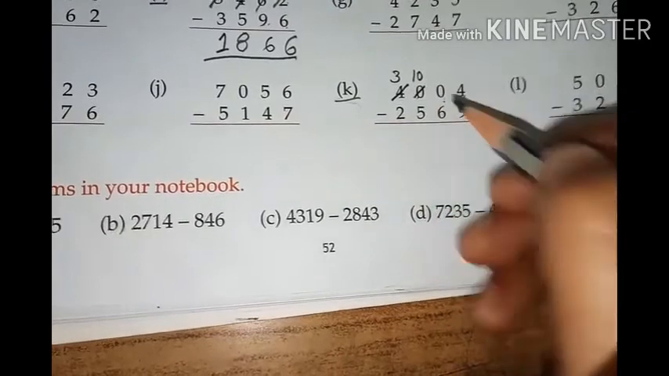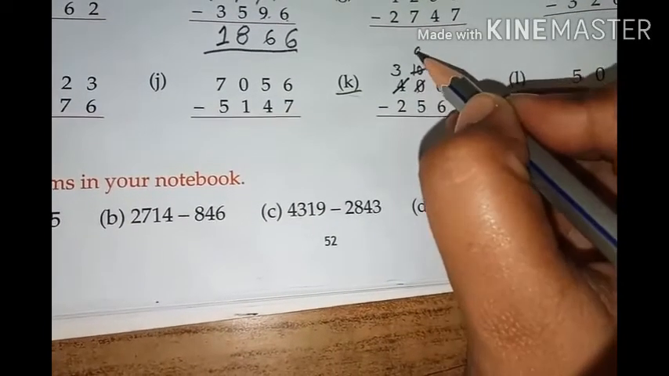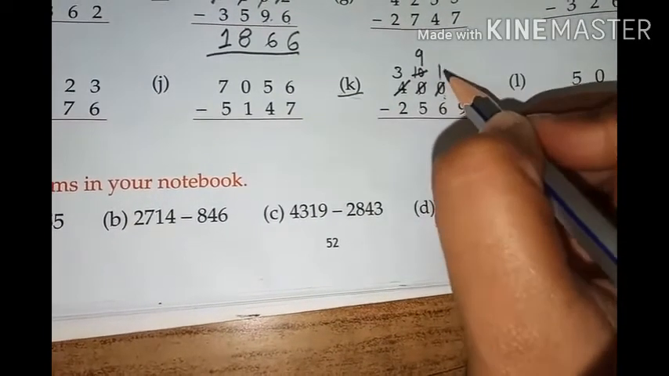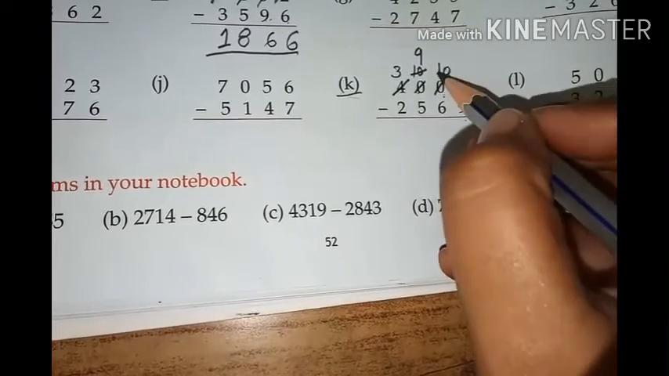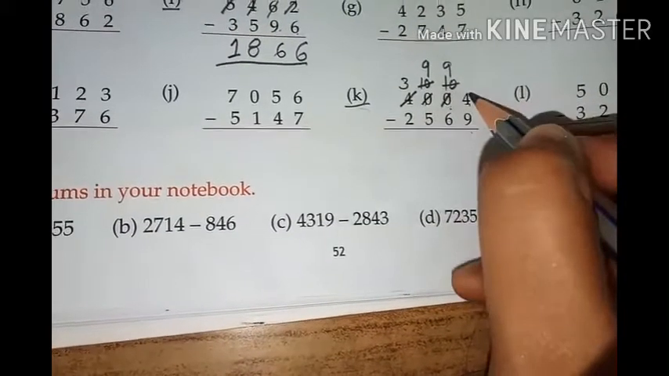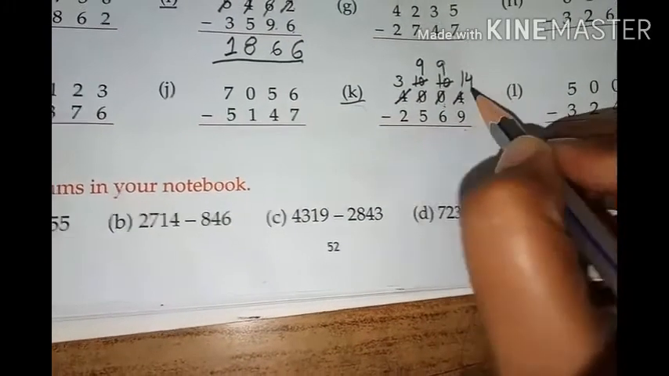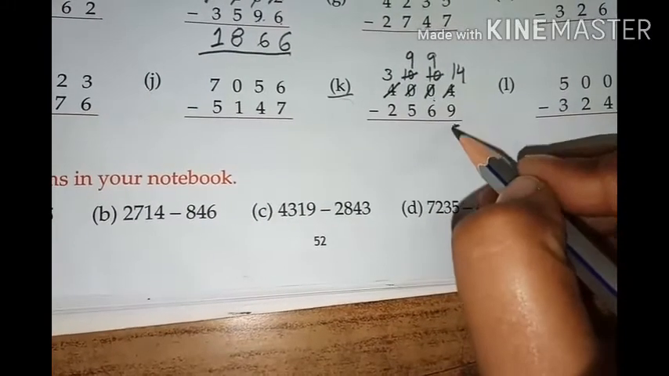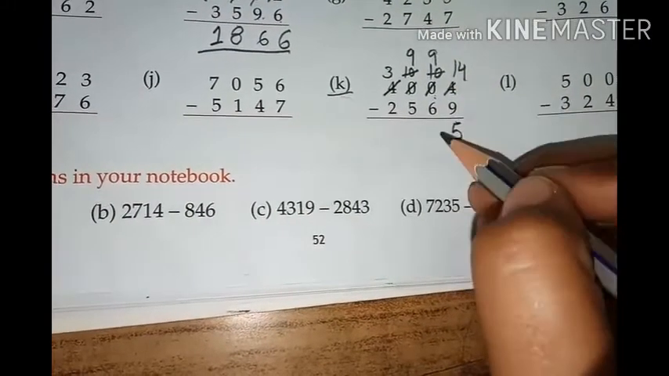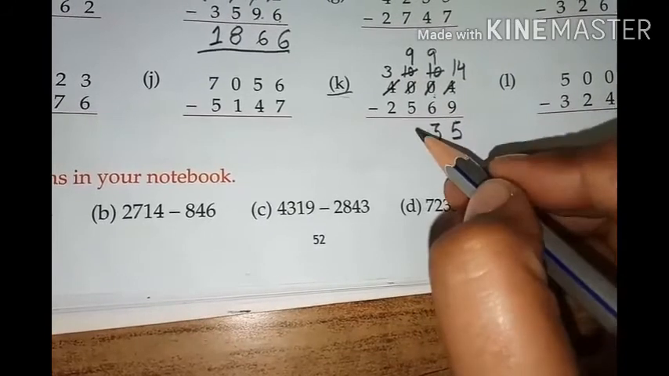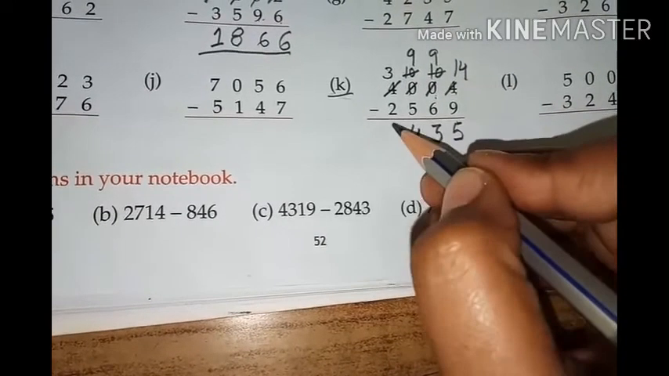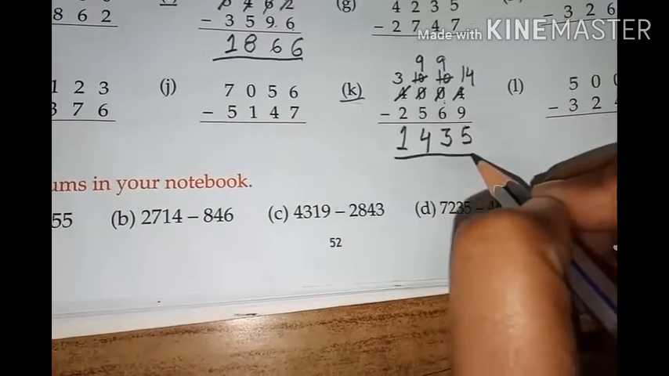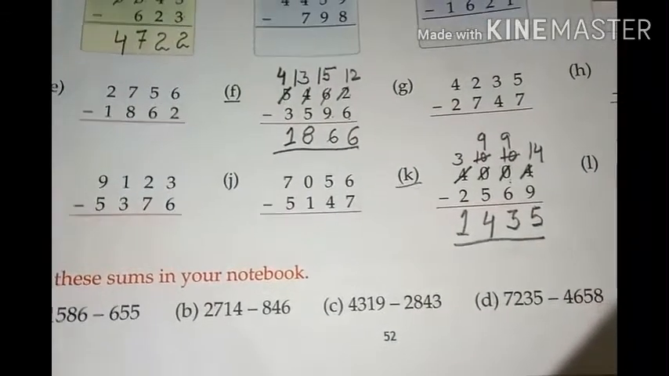Now you have to give borrow to this 0. So this will become 9 and it will become 10. Again you have to give 1 borrow to 4. This will be 9, this will become 14. Now 14 minus 9 will be 5. 9 minus 6 is 3. 9 minus 5 is 4. And 3 minus 2 is 1. Exactly. This will be your answer now.